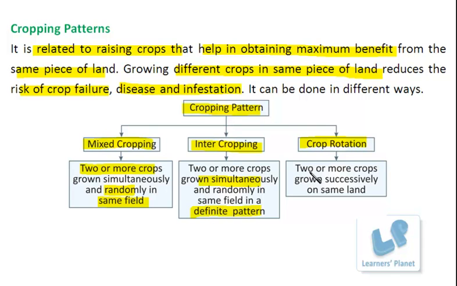The third pattern is crop rotation. In crop rotation, two or more crops are grown in the same land but in a successive manner. That means they are not grown at the same time, rather they are planned in a way that once a particular type of crop is grown and as soon as it is harvested, a different type of crop is grown in the same land. Such processes help in replenishing the nutrients present in the soil, and also increase soil fertility. So I will show you some pictures and discuss the basic points so that the concept will become much clearer.